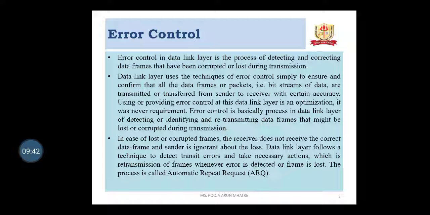In case of lost or corrupted frames, the receiver does not receive the correct data frame and the sender is ignorant about the loss. So the data link layer follows a technique to detect transmit errors and take necessary actions, which is retransmission of frames whenever an error is detected or a frame is lost. The process is called automatic repeat request, ARQ.